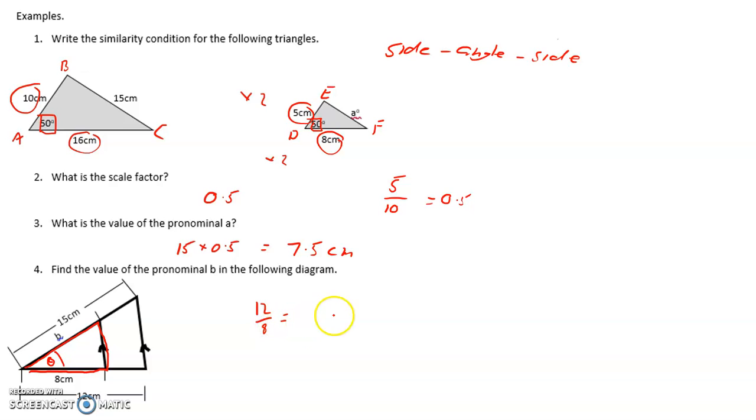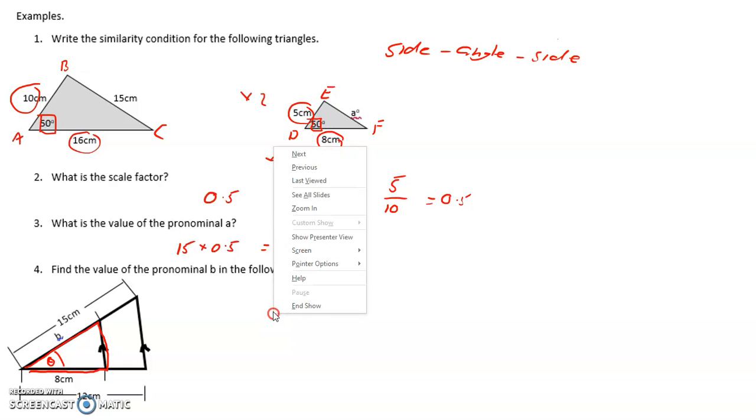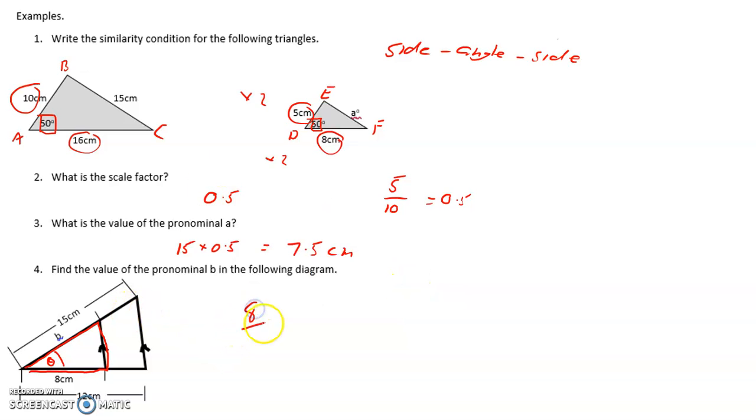The small triangle is the image over the original, I've got that the wrong way around. I'll just erase that and start again for a second. We've got 8 over 12, which simplifies down. 4 goes into both, giving 2 over 3. So this one is 2/3 the size of this. So B has to be 2/3 the size of 15. So 2/3 times 15 is going to be 10, and B is then equal to 10 centimetres.